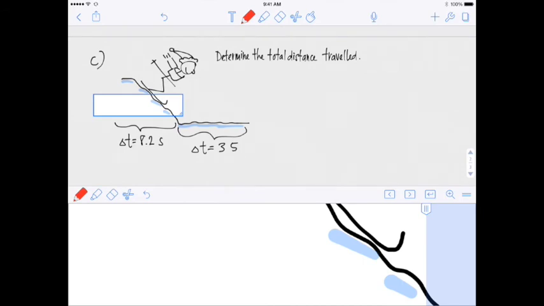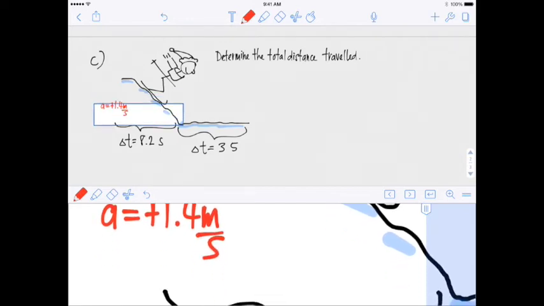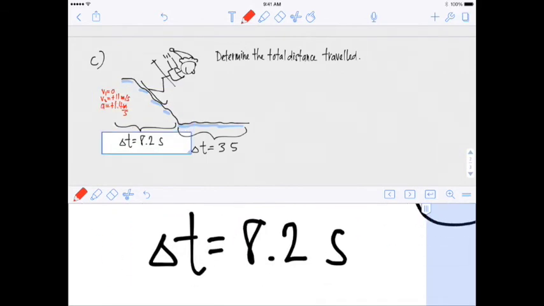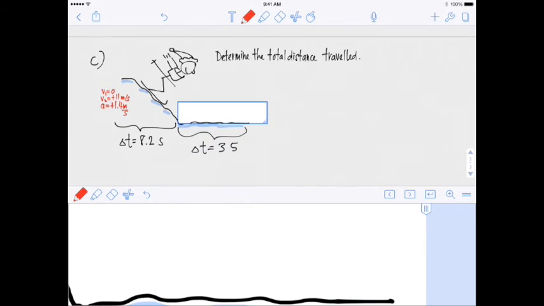In part C of this problem, we want to determine the total distance traveled by the skier. So what we need to do is calculate how far he travels downhill and how far he travels along the flat portion. We know that while traveling downhill, his acceleration is positive 1.4 meters per second squared. He starts off with a speed of 0 and ends up with a speed of 11 meters per second over a time of 8.2 seconds. And we know that during the flat portion, he's decelerating at a rate of negative 0.32 meters per second squared.